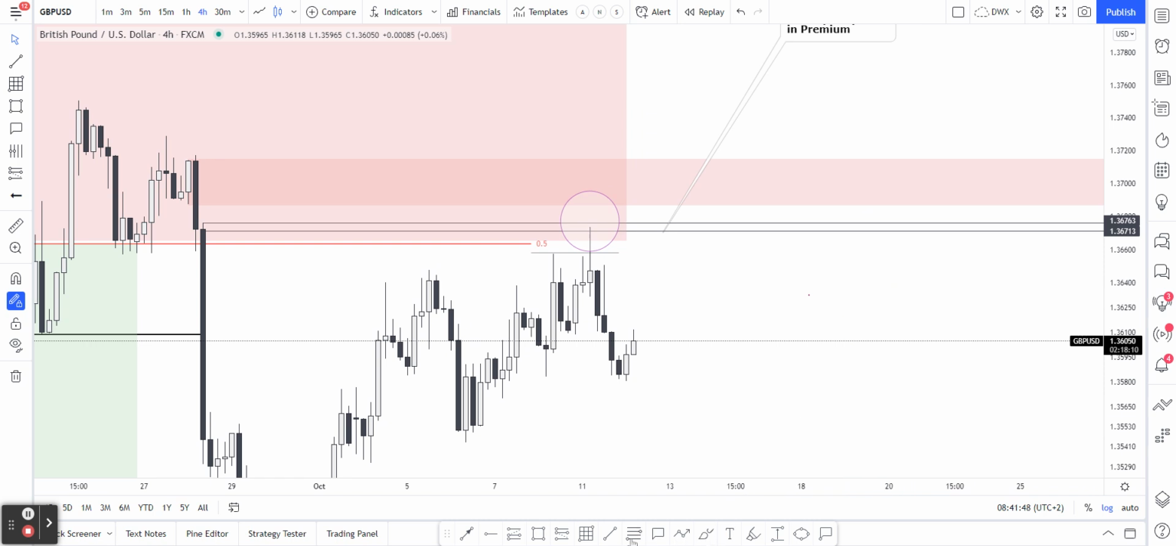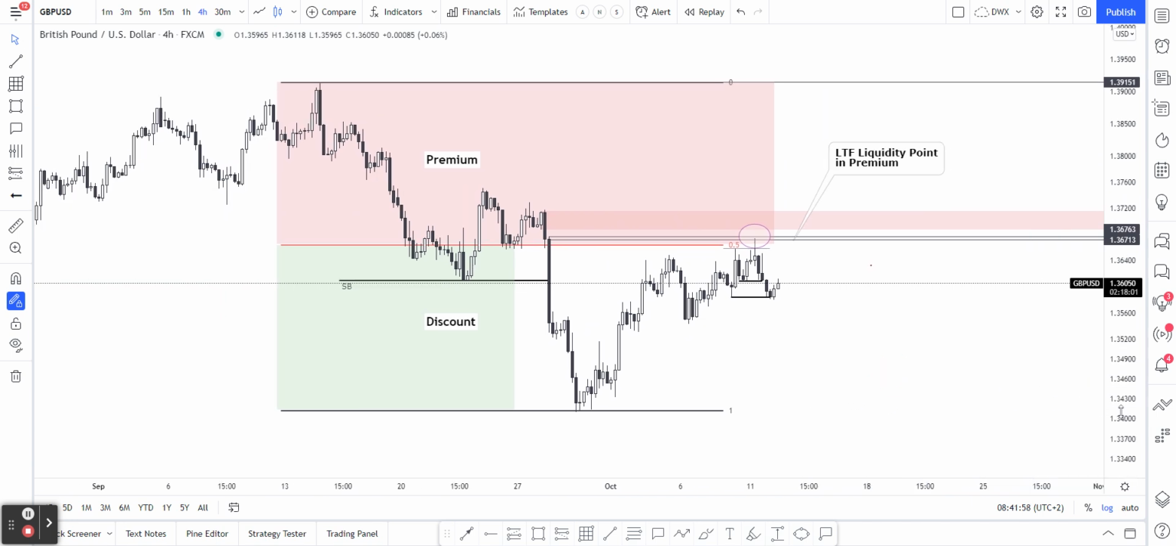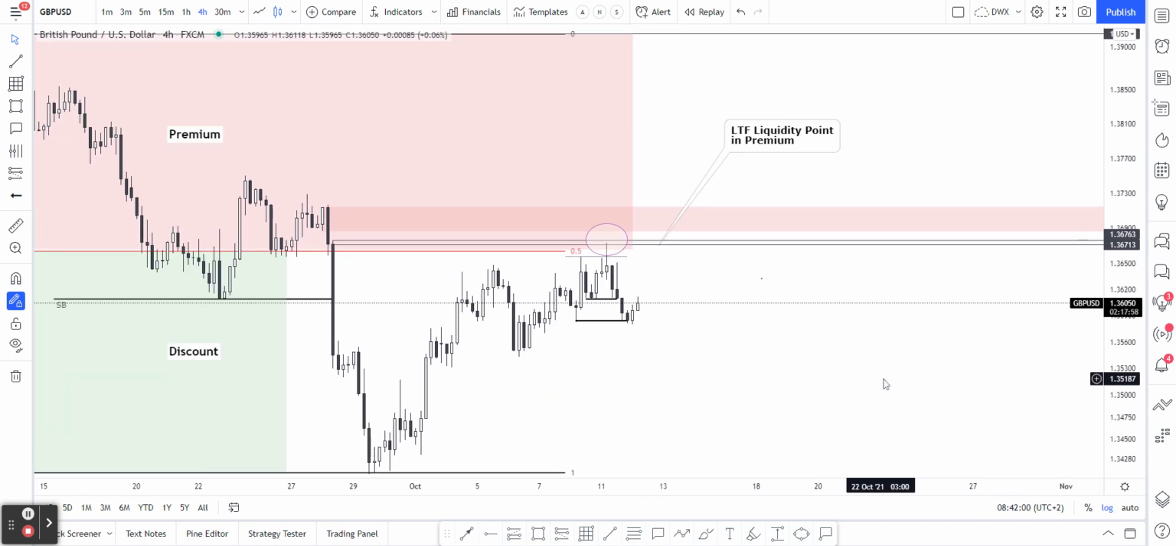Then we did see price start to break structure towards the downside, with some minor structures almost breaking down below as well. So potentially we'll look now at the 1 hour to see what the situation is over there.